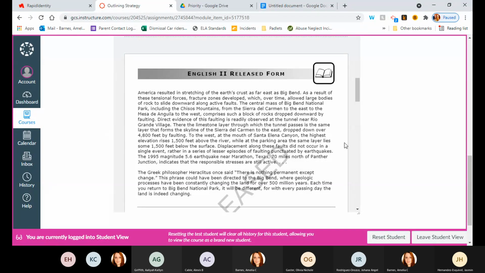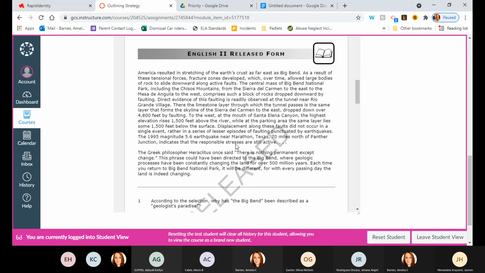Displacement along these faults did not occur in a single event, rather in a series of lesser episodes of faulting punctuated by earthquakes. The 1995 magnitude 5.6 earthquake near Marathon, Texas, 70 miles north of Panther Junction, indicates that the responsible stresses are still active.